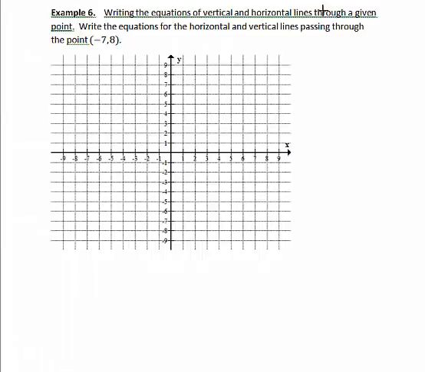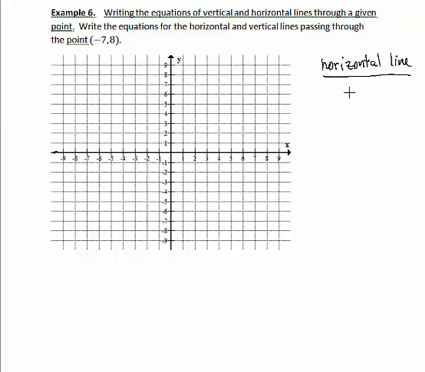Okay, writing equations of vertical and horizontal lines through a given point. Write the equations for the horizontal and vertical lines passing through this particular point. It's sort of backwards to remember. When you look at the 2D coordinate plane, what's horizontal about it? Well, the first horizontal characteristic of the coordinate plane is the x-axis.